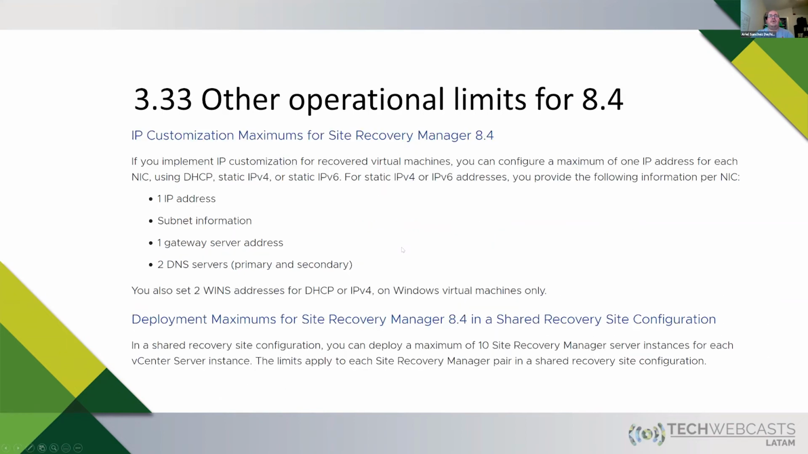All right, so other limits, you can only configure one IP address per VM for IP customization. Some people do set up several IP addresses, but if you want SRM to be able to change those IP addresses, it can only be one. And in a shared recovery site configuration, where you have several SRM instances hitting one DR location, the maximum of SRM installations is 10 per vCenter.